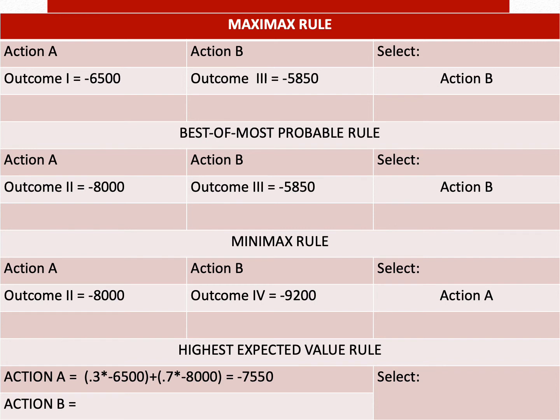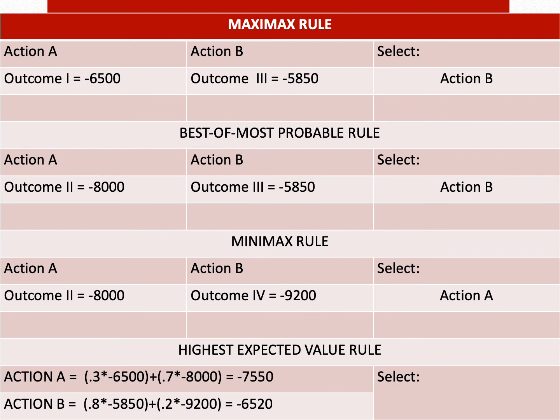Finally, we look at the highest expected value, which again involves some math. We multiply the probabilities with the net utility and select the action with the highest utility. So for action A, the formula for that is 0.30 times negative 6,500 plus 0.70 times negative 8,000. And that gives us a net utility of negative 5,550.